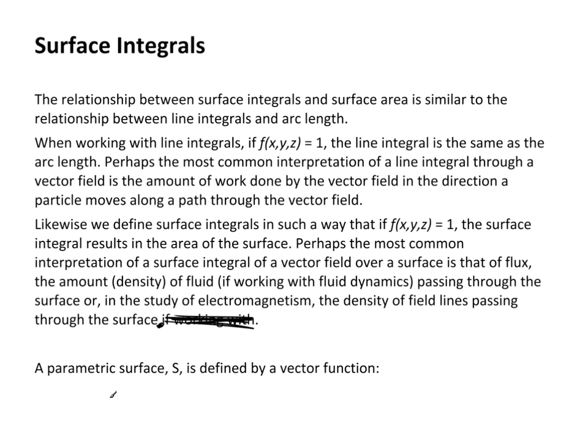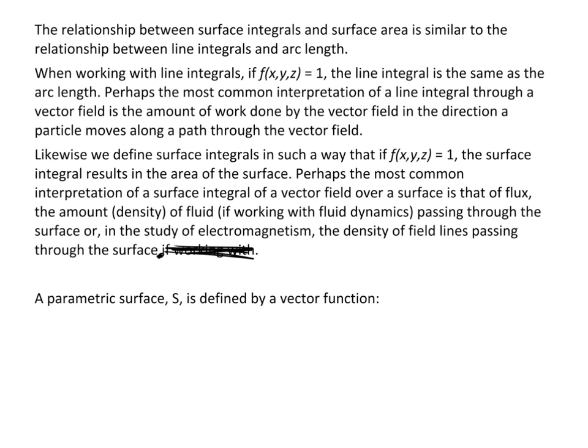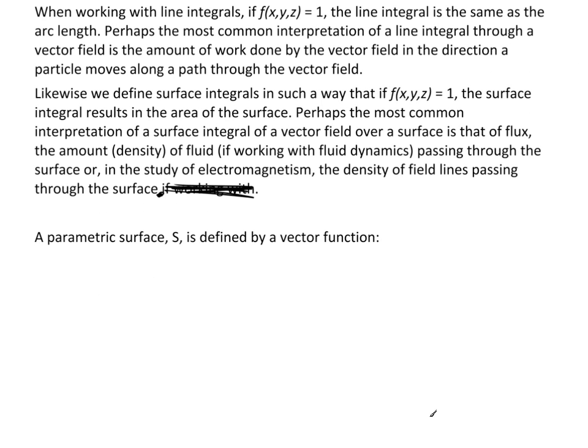Now, let's go ahead and start talking about the idea of parameterizing our surface. So if we have a surface that's parameterized by the vector function r of u, v equals x of u, v i plus y of u, v j plus z of u, v k. So I'm parameterizing the x, y, and z components from values in the uv domain.